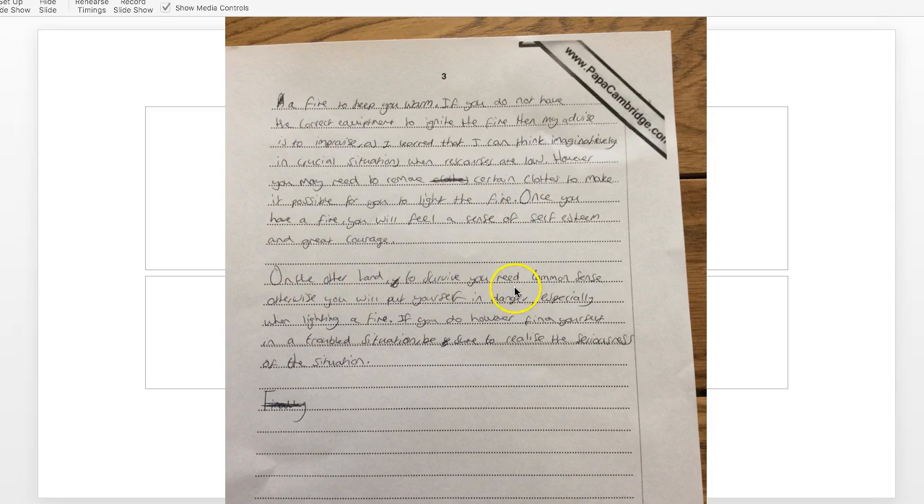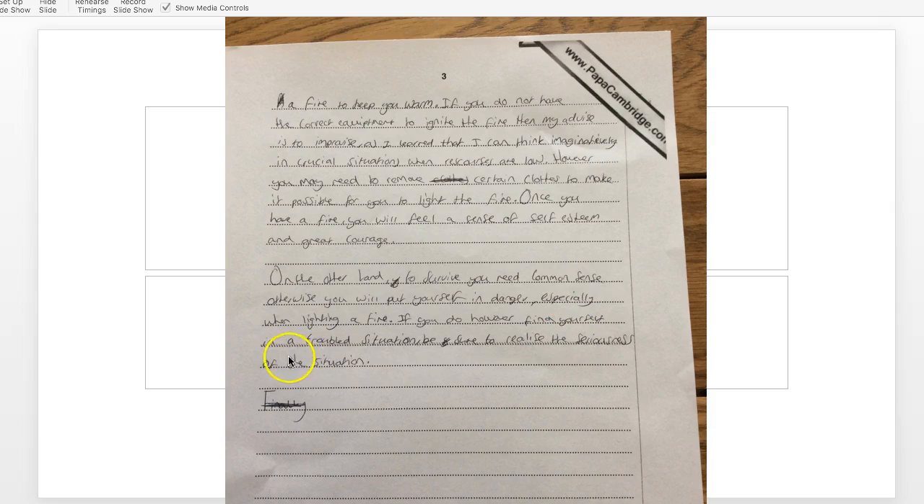On the other hand, to survive, you need common sense. Otherwise, you will put yourself in danger. Again, that's really general. What's this common sense going to tell you? Stick to the facts that are in the passage, especially when lighting a fire. Okay, so what are the facts about lighting a fire that are important to remember?